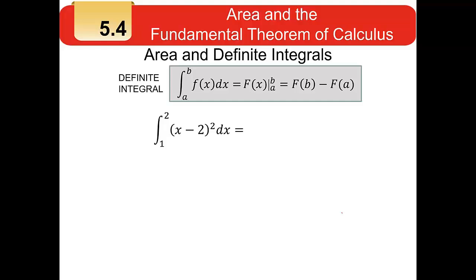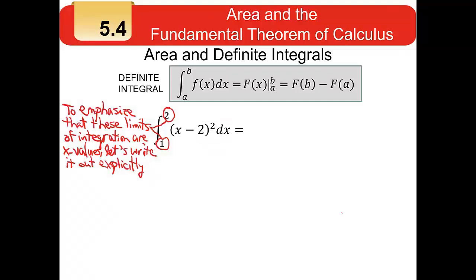And I want to find that definite integral from 1 to 2. Think about this a minute. We don't normally put a label on those limits of integration to say they're x values, but because we're going to be changing from x's to u's, I want to actually take the step of labeling those things and saying, now that 1 is an x value and that 2 is an x value.